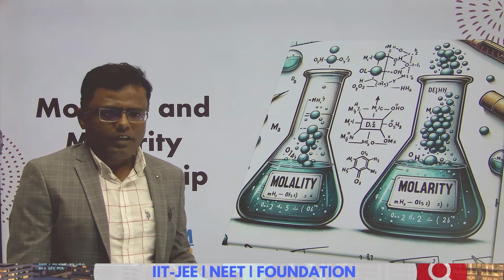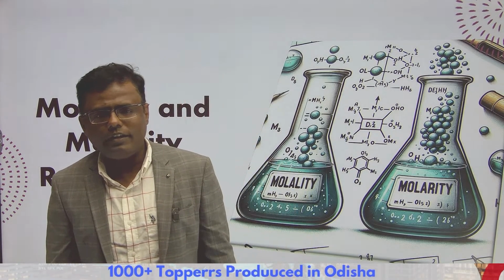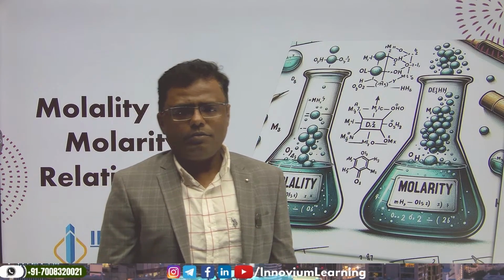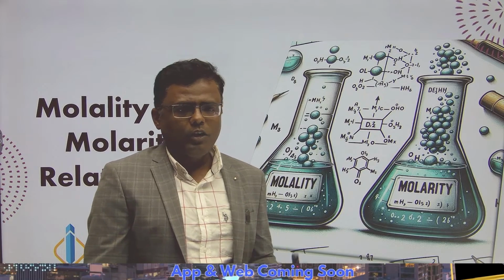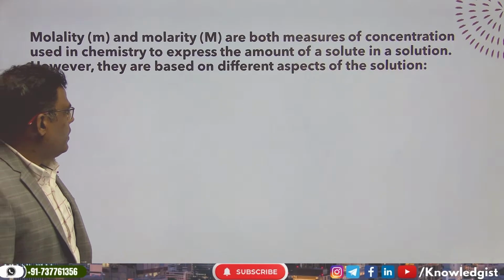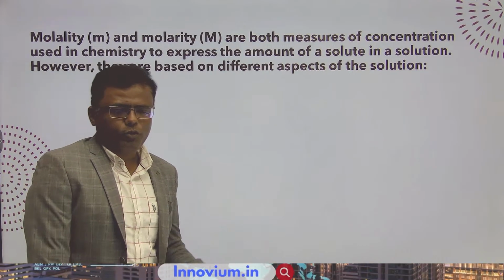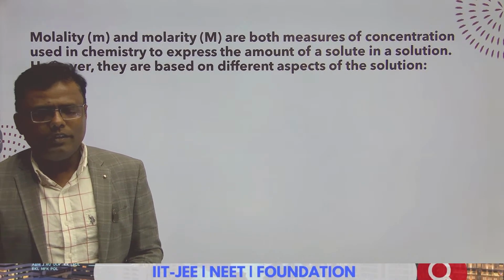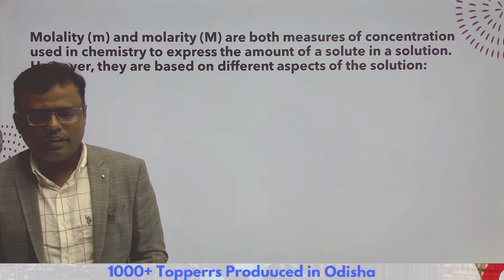In the last class of molality, we discussed the basic definition of molality and the effect of temperature on molality. Today we are going to discuss the relationship between molality and molarity. The definition of molality is the number of moles of solute present in 1 kg of solvent or 1000 gram of solvent, correct?